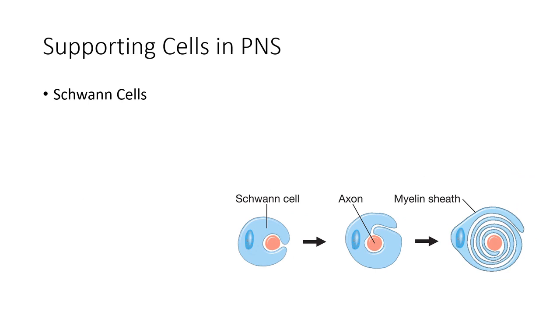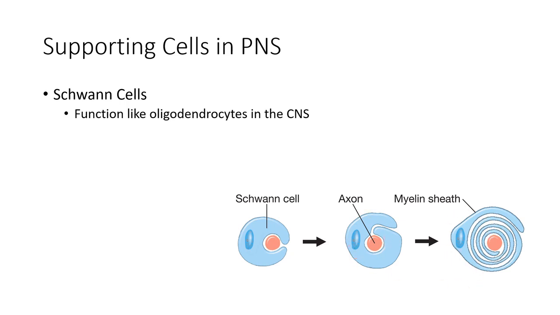So we've talked about the supporting cells in the CNS. Now let's talk about the ones in the peripheral nervous system. So we have Schwann cells. These are basically just like the oligodendrocytes in the CNS, except they are in the peripheral nervous system, and they perform their function a bit differently. So they also help myelinate the axons in the PNS. But the way that they do it is they completely surround the axon. So the pink portion here is an axon, and the blue portion is a Schwann cell. So the Schwann cell surrounds itself completely around the axon and creates the myelin sheath.